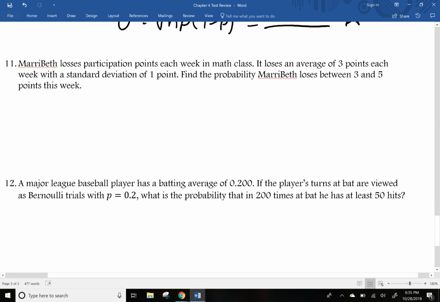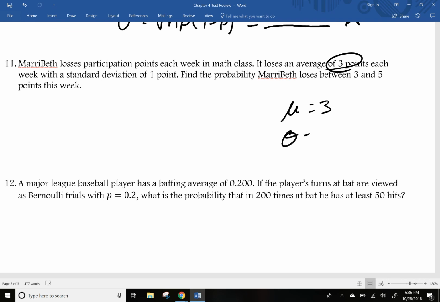All right, so Mary Beth loses participation points each week in math class. She loses an average of 3 points each week with a standard deviation of 1 point. Find the probability Mary Beth loses between 3 and 5 points this week. Oh man, how did they know though? That's incredible. All right. So it tells you what the mean is. The mean is 3, the standard deviation is 1, and then you're looking at the probability between 3 and 5.